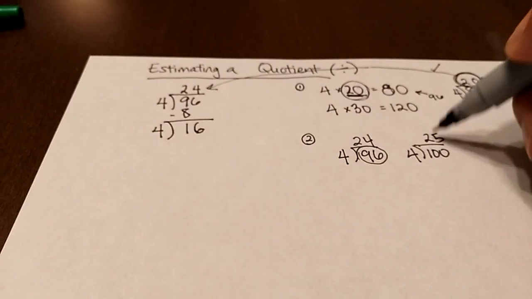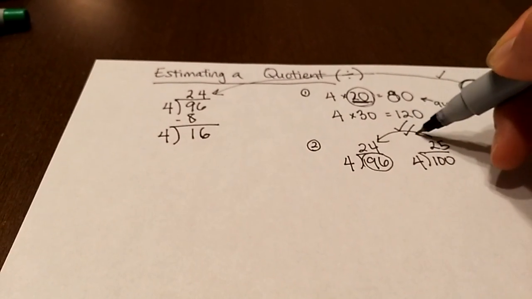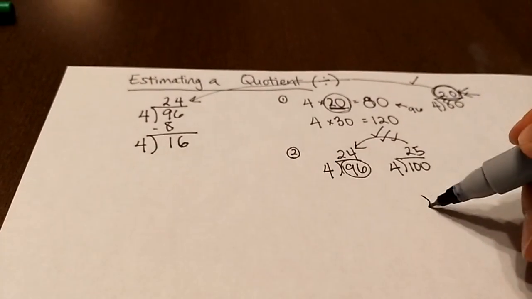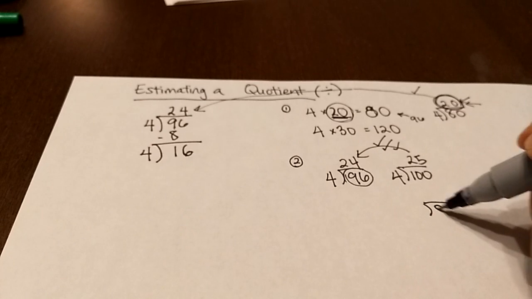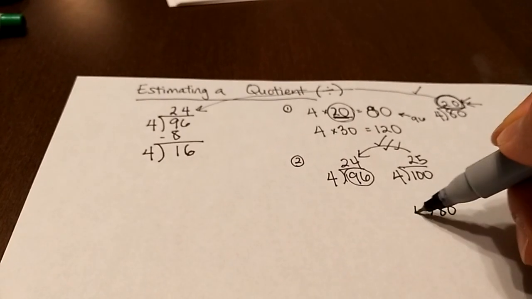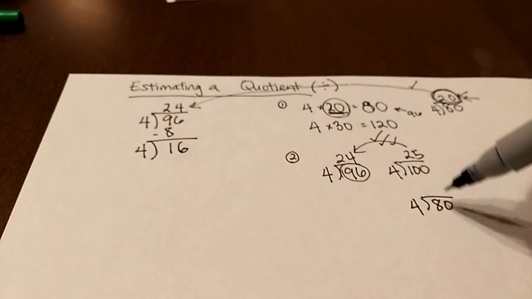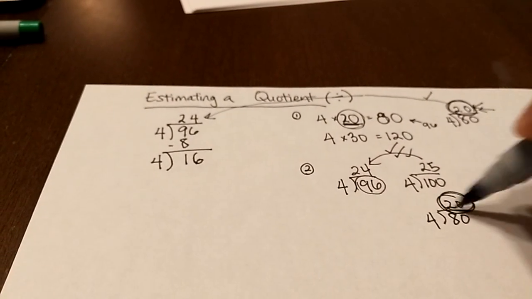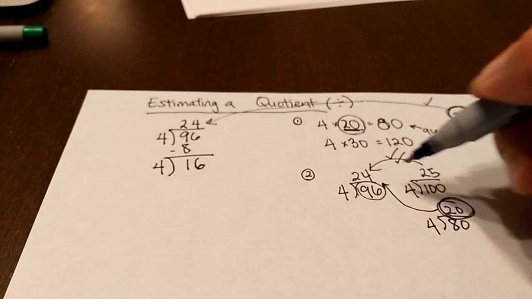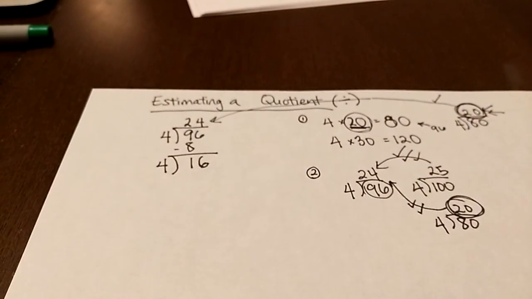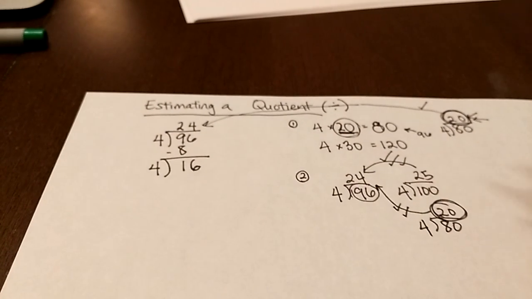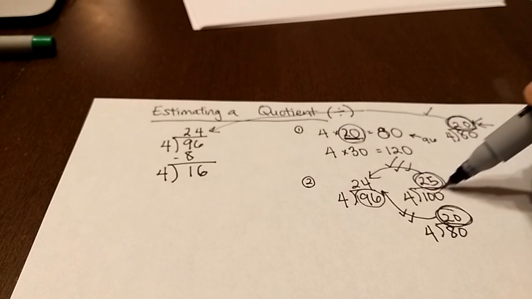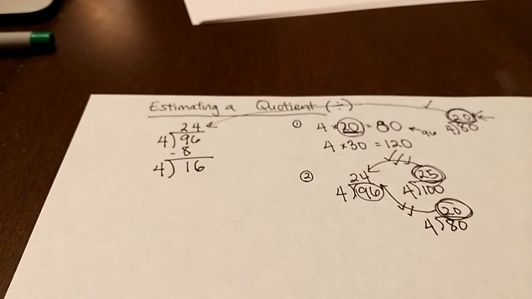That's going to give me 25, and that is super close to my actual answer, so I know that it's reasonable. It was also reasonable to say, well, I think 80 is close to 96, and I can divide that by 4 pretty easily because I know 8 divided by 4 is 2, so 20. And that's my estimated quotient, and is it close to my actual quotient? Yes, it is, pretty close. So either way, for this one, either estimated quotient would be okay with me.